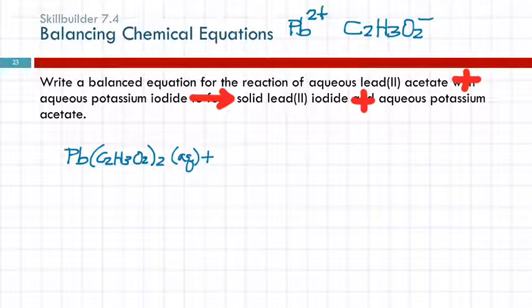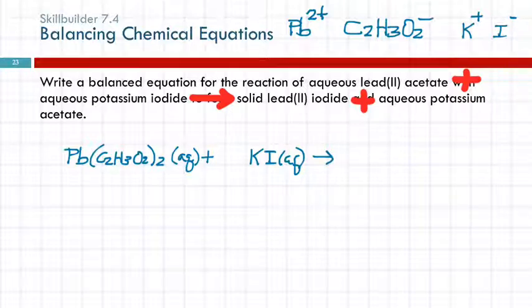Plus potassium iodide. What's the charge on a potassium ion? Plus 1, because it's in group 1. What's the charge on iodide ion? Minus 1. Again, from its position on the periodic table. Here, the charges are the same in magnitude, opposite in sign. We just shove them together, and it's a good formula, KI. Also aqueous, so we put AQ, and there's our arrow.